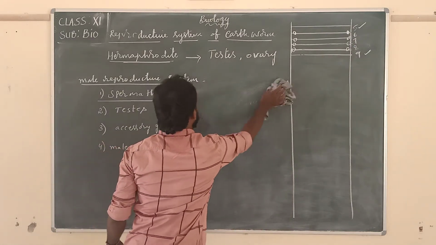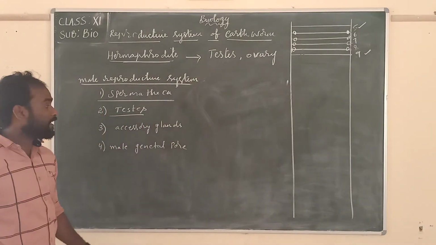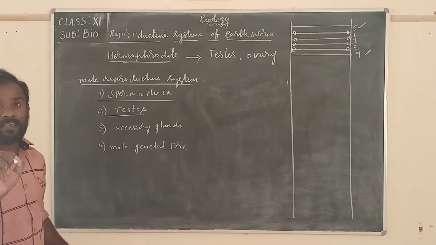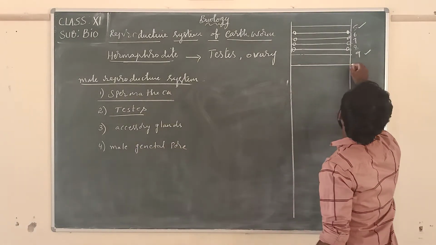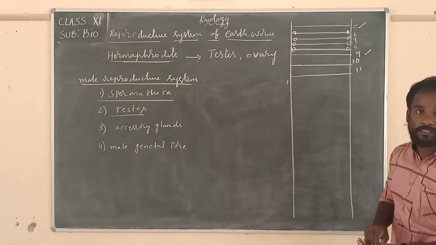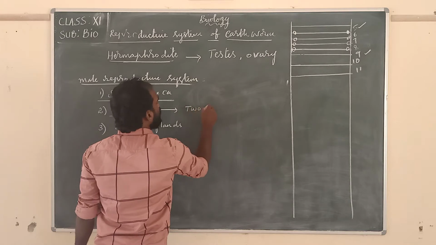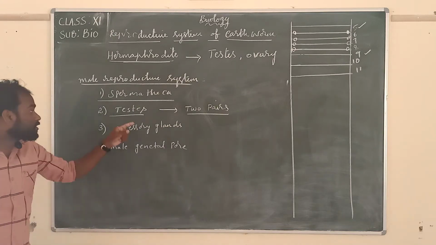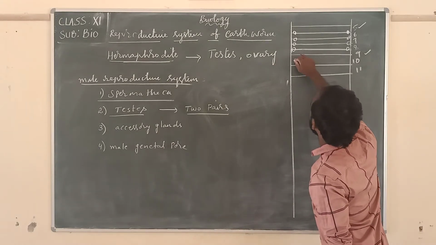Then after that, testis. Generally, the testes are present in the 10th segment and in the 11th segment. So, if it is 10th segment and if it is 11th segment, there are 2 pairs of testes present.